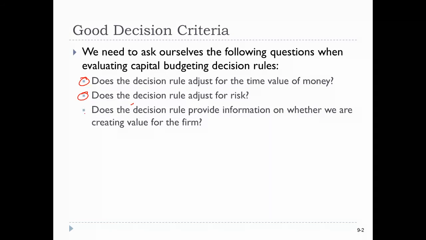And ultimately, we said in Chapter 1, the purpose or the goal of financial management is to make decisions in such a way that the company creates value, that the company becomes more valuable than it was before we made the investment. Value creation is the overarching goal of financial management, and that's what we want to know. Does the project create value for the firm? That's what we're trying to find out. So ultimately, that's what any decision rule has to accomplish.